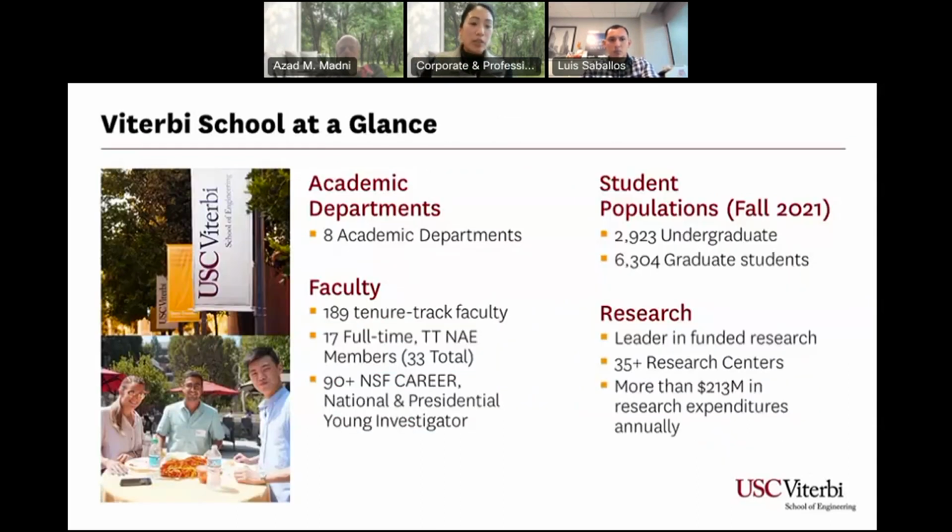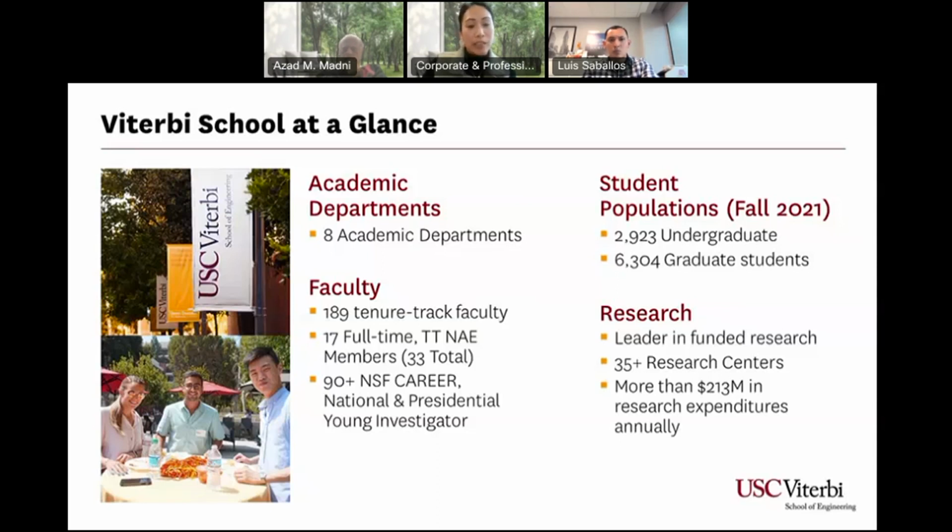Viterbi School at a glance, we are made up of 8 academic departments, with systems architecting and engineering being one of the programs housed under astronautical engineering. In terms of faculty, we have 189 tenure track faculty, over 33 NAE members, and over 90 of them are National Science Foundation CAREER and National Presidential Young Investigator members as well.